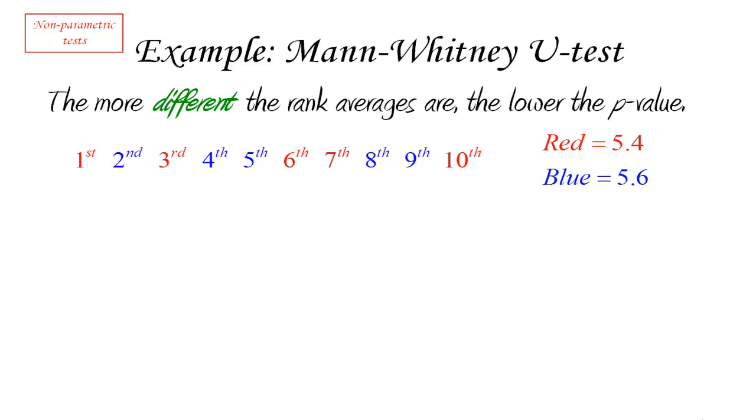Well, they're very close, right? So this is what we would expect if the two populations were roughly the same. So they're pretty equivalent. We're going to end up with a large p-value.